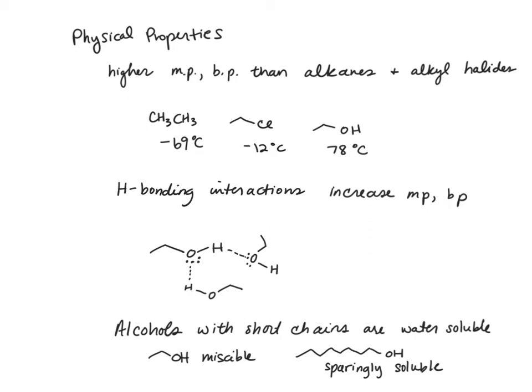Physical properties of alcohols. They have a higher melting point and higher boiling point than alkanes and alkyl halides. Here we compare ethane to chloroethane to alcohol, and we go all the way from -69 degrees Celsius to -12 to 78 degrees Celsius for ethanol. Why is that? It's because of hydrogen bonding interactions. That's why we get an increase in melting point and boiling point.